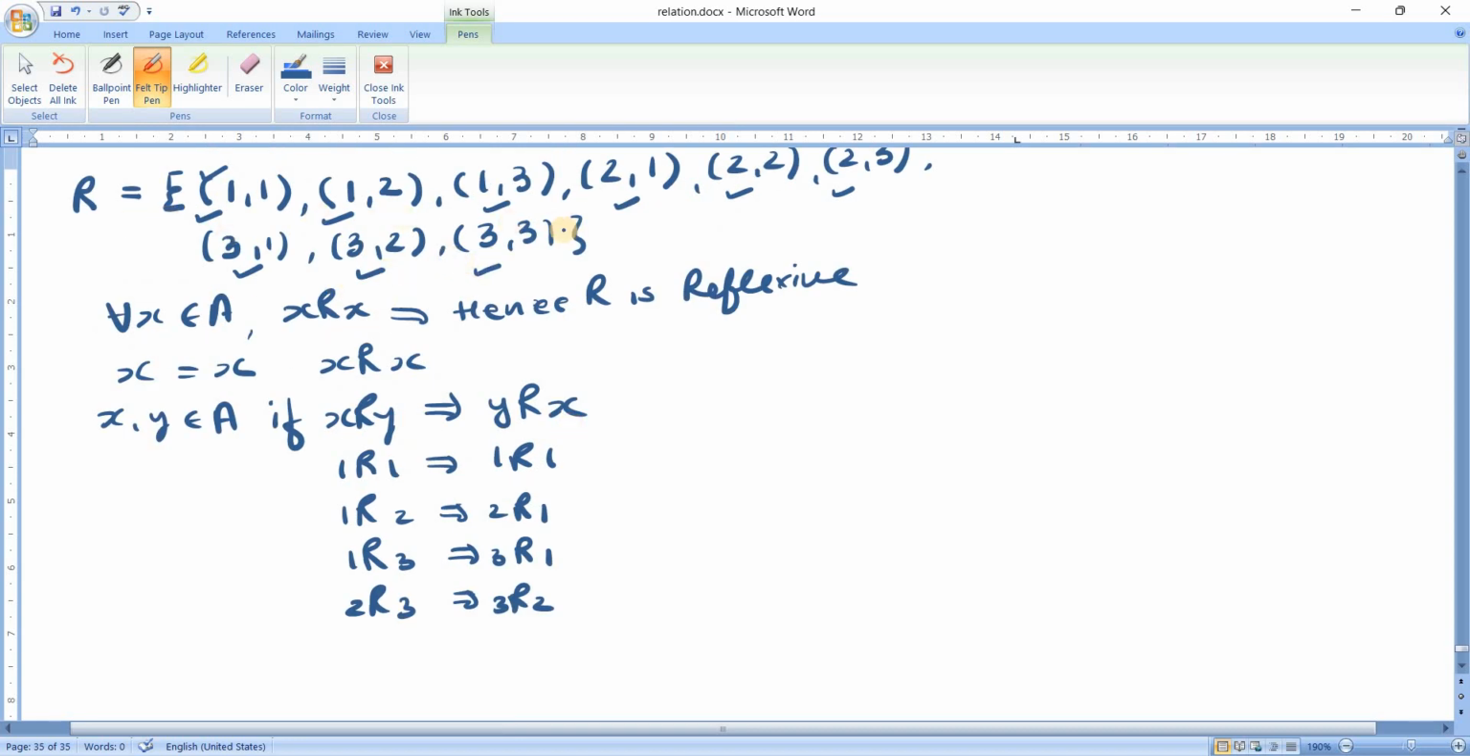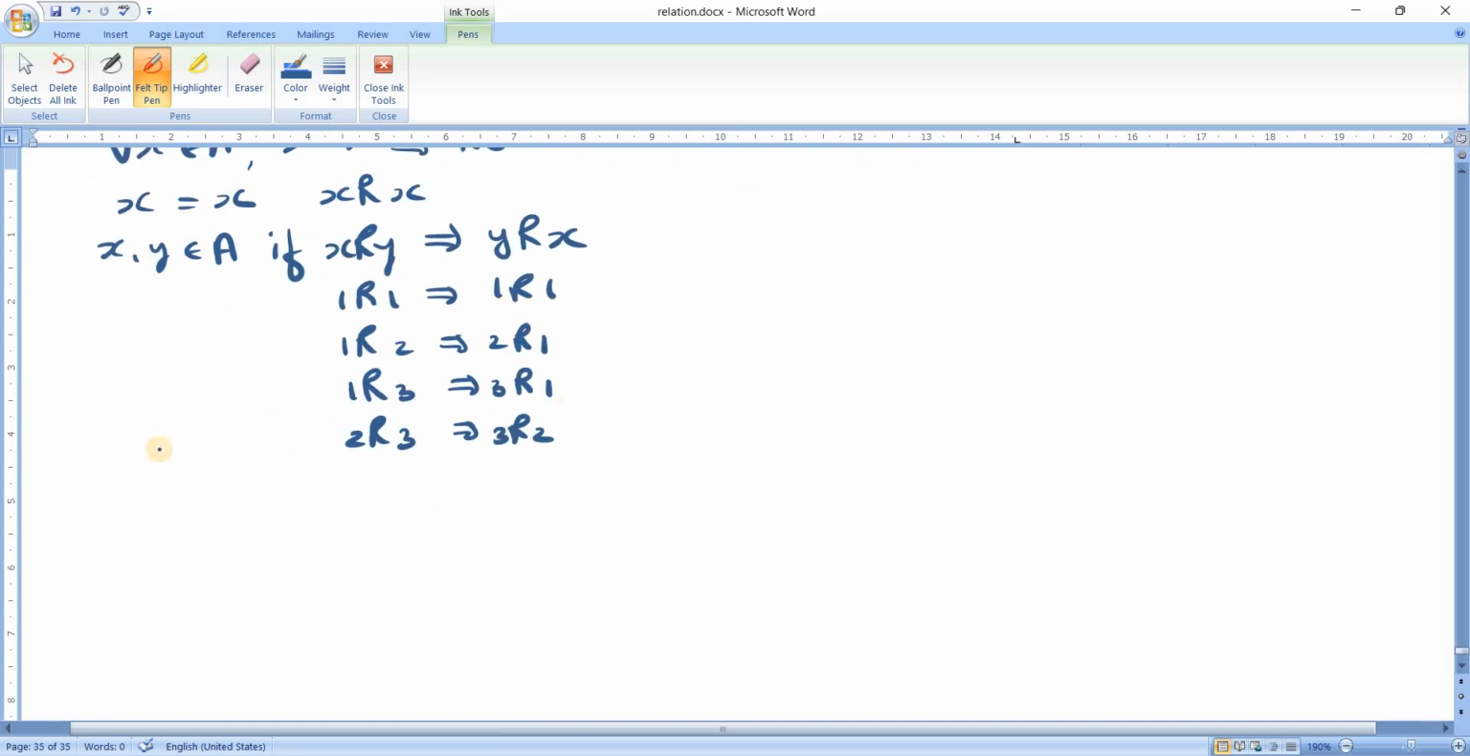So we have seen that for all the ordered pairs that are available in R, if x R y, then y R x is also true. Hence, we'll say that this R is symmetric. So hence we say that R is symmetric.